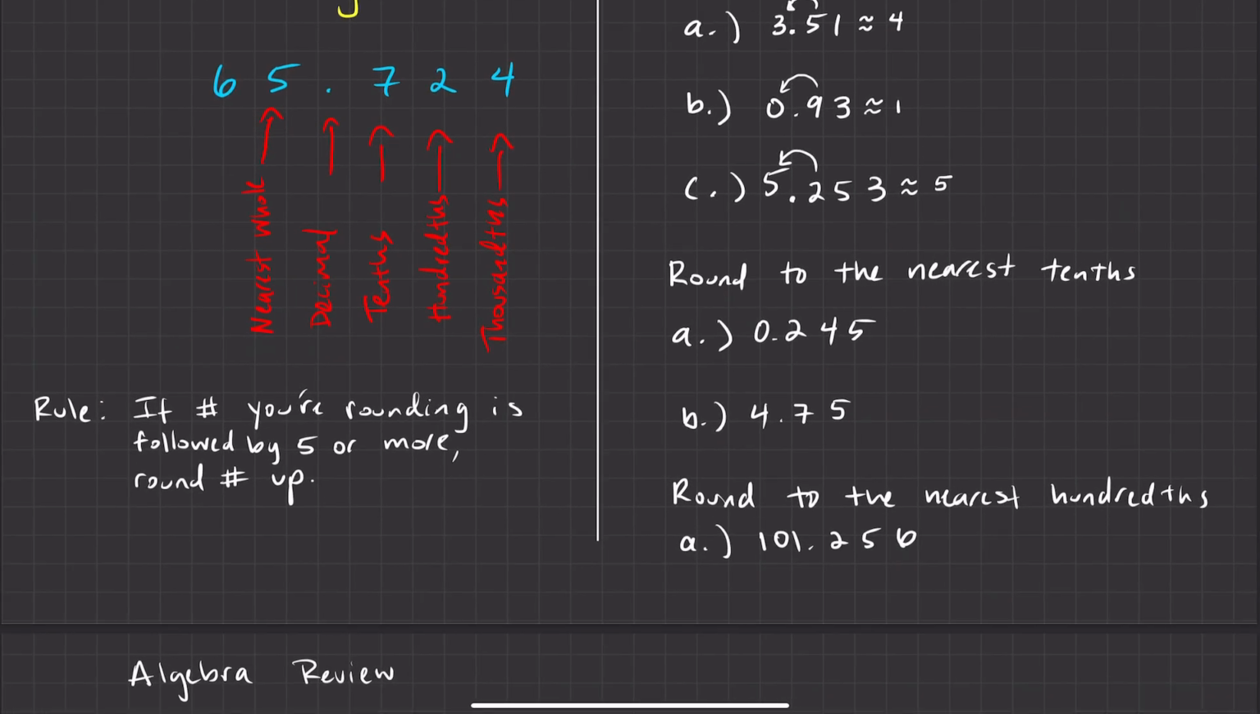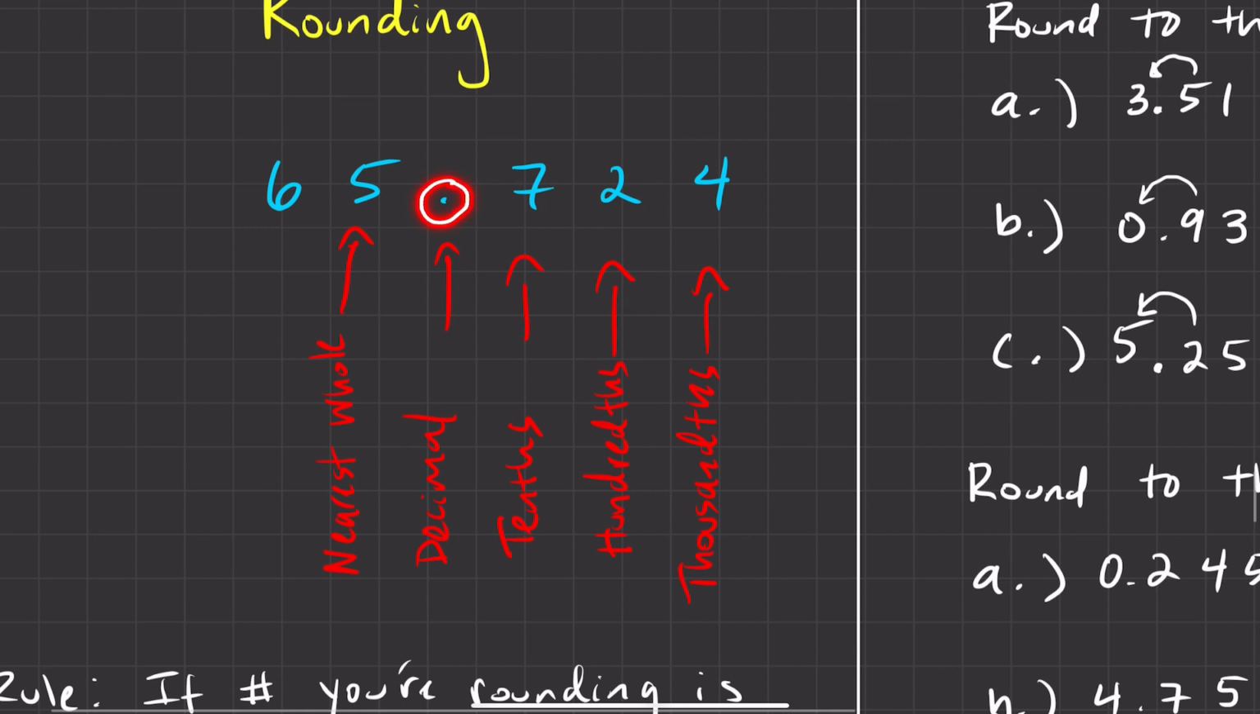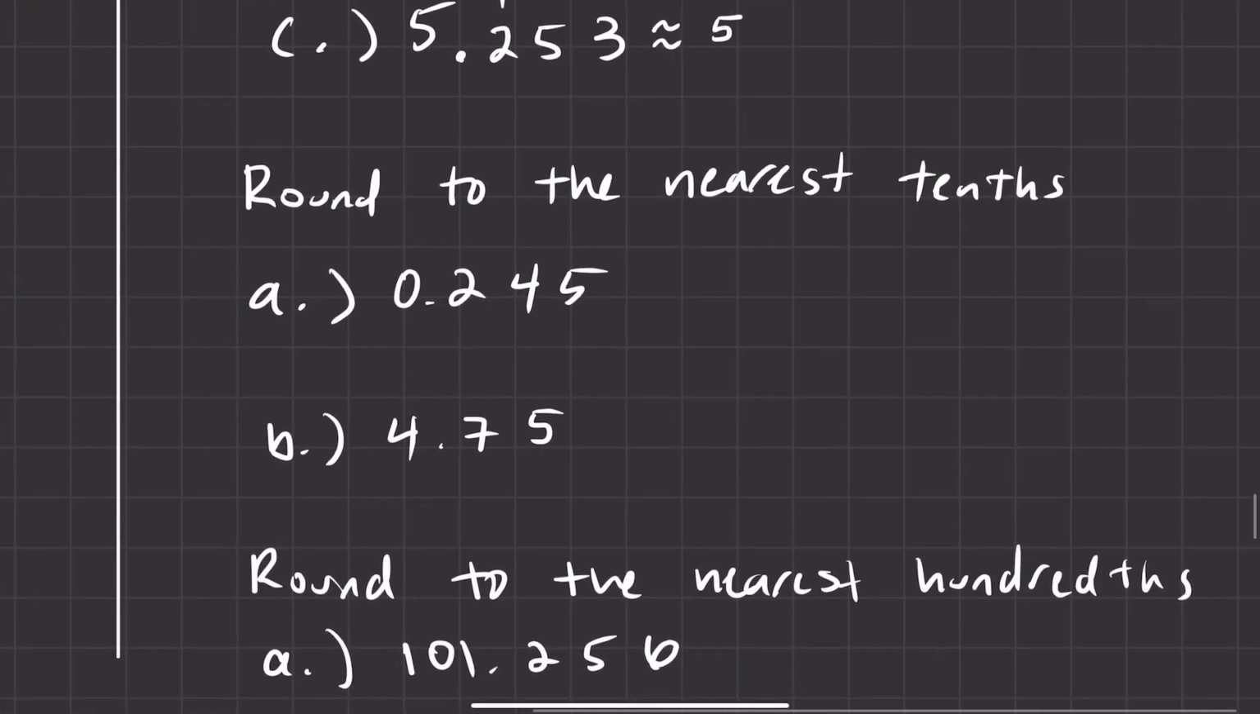Let's take a look at some examples where we're going to be dealing with rounding to the nearest tenths. So here's my decimal, and the tenths place is right after the decimal, to the right, just by 1. So this is the tenths place, right after the decimal. So here I have 0.245. Here's the decimal. This is the tenths place, and it's followed by this 4. So this 4 is going to dictate whether or not that 2 remains the same, or it moves up by 1.